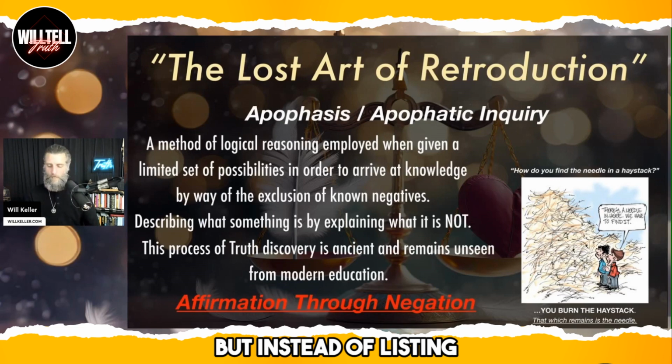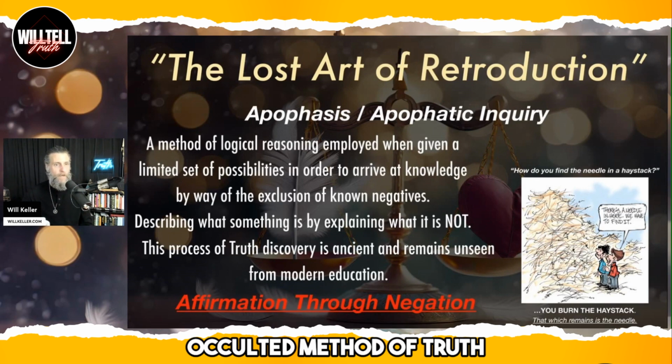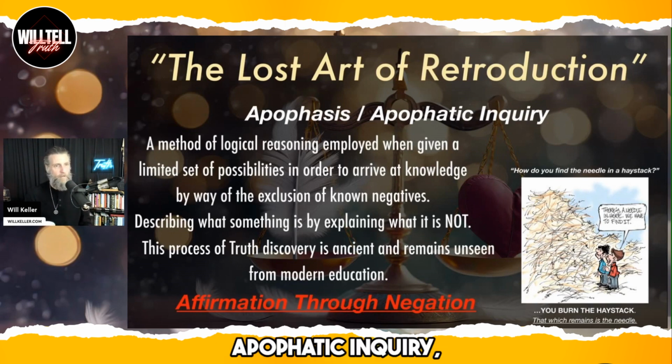But instead of listing all the right actions and behaviors one can take, because really it's an unlimited process, that's the beautiful thing about existing in reality. We are going to use an occulted method of truth discovery. It is called the lost art of retroduction. It's also called the apophatic inquiry, or apophatis.